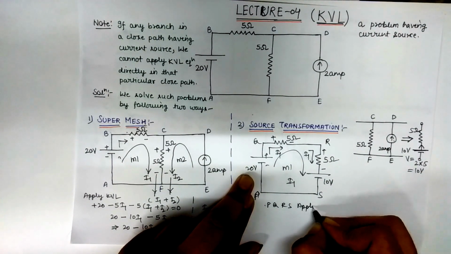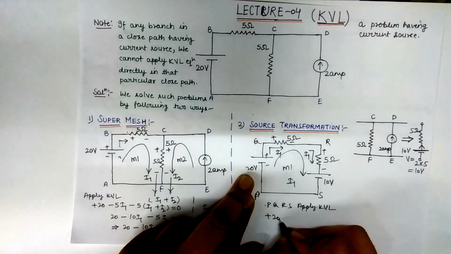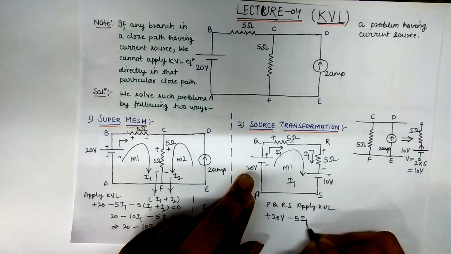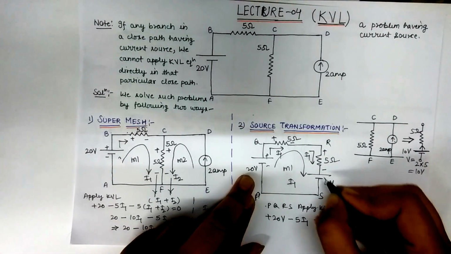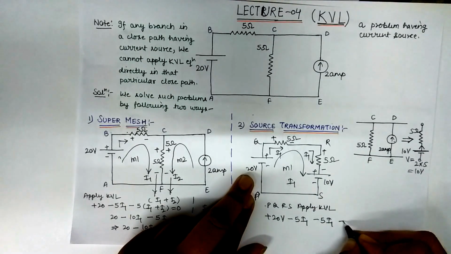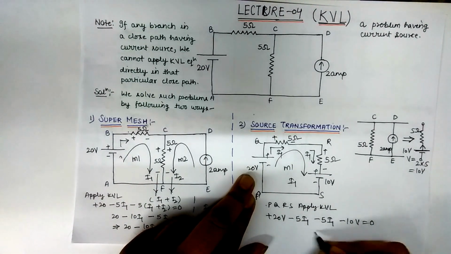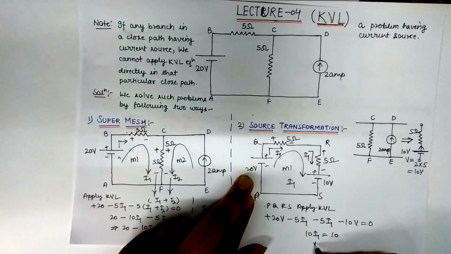Apply KVL. It would be plus 20 volt minus 5 I1 minus 5 I1 and here minus 10 volt is equal to 0. It would be 10 I1 is equal to 10 and I1 is equal to 1 ampere.